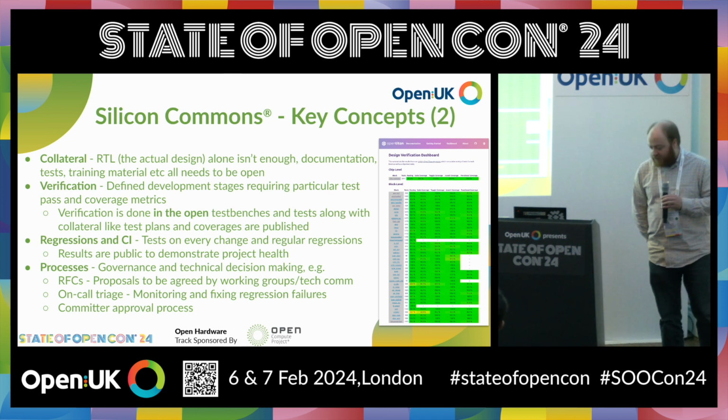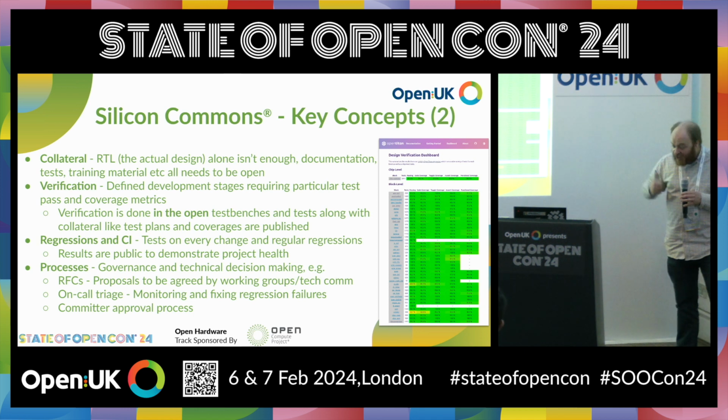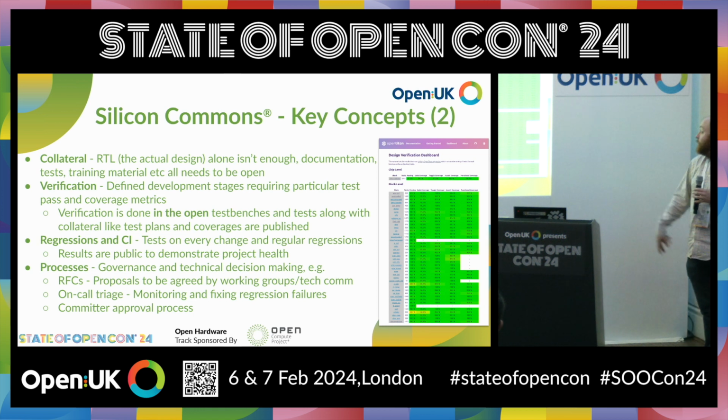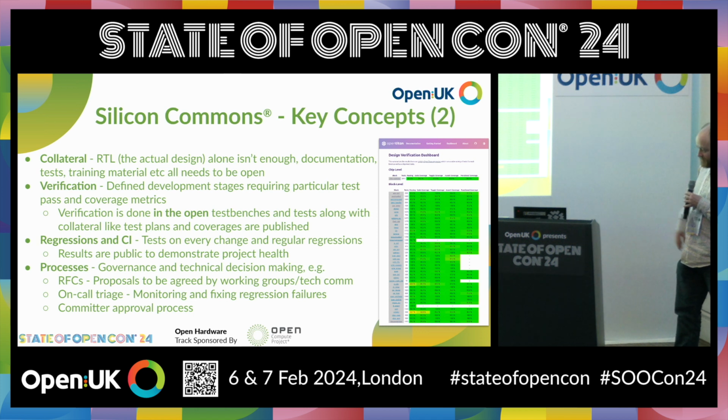And then finally, you need a whole bunch of processes to tie this all together. So how do you make decisions at a governance level, technical decision making? We've got an RFC process, so you can put a proposal together, which is then agreed by a working group, may then need to be signed off by the technical committee or potentially the steering committee, depending on exactly what parts of the project it touches. We need an on-call triage system. This is people looking at our regression dashboards and realizing that something has broken and needs fixing. If you don't do that, your lovely sea of green slowly starts going orange, yellow, red as tests slowly break apart, which is just naturally what happens as the project evolves.